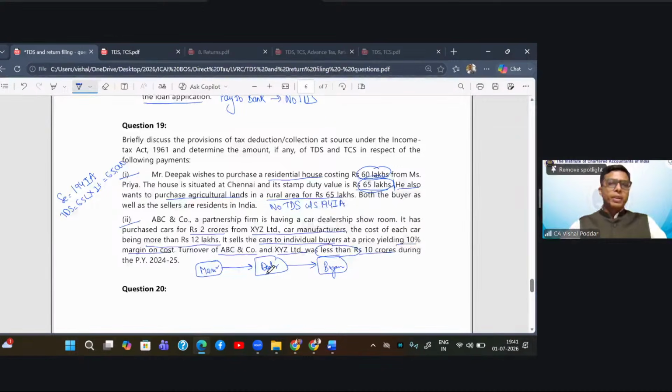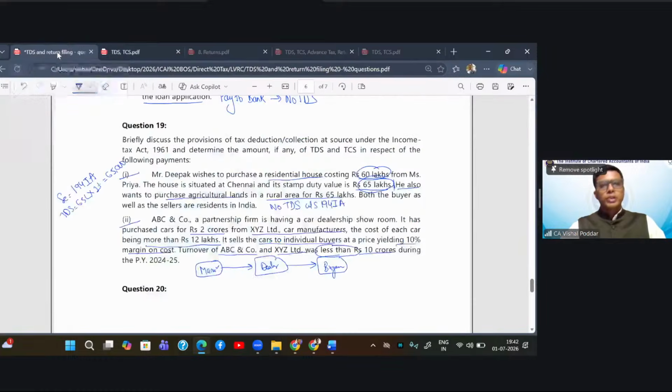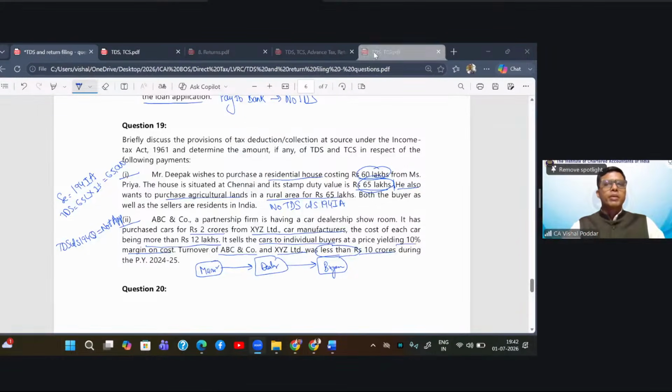Coming to the transaction between manufacturer and dealer, the dealer has purchased cars worth rupees 2 crores, so it has crossed the 50 lakhs barrier. But the dealer, who is the buyer, will be responsible for this TDS only if the total turnover of the buyer from his business in the preceding financial year exceeds 10 crores. Now, something is given over here: the turnover of both ABC and XYZ, the manufacturer as well as the dealer, is less than 10 crores. So we write that since the turnover of ABC and XYZ is both less than 10 crores, hence TDS is not applicable. Firstly, clear? No doubts in this. So TDS is now out of our discussion.